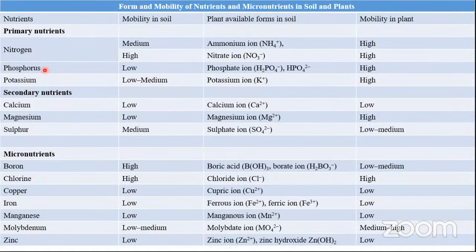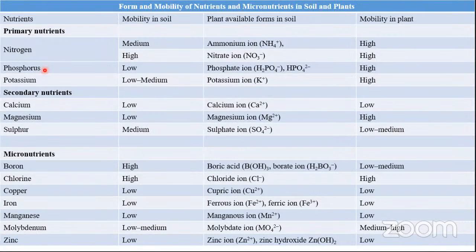Alkalic in nature will increase the availability of calcium and magnesium. So this phosphorus, what will happen? It will go and fix with calcium and magnesium, so it will form calcium phosphates and magnesium phosphates. These calcium and magnesium phosphates are also insoluble, not soluble in the soil solution. So what will happen? Availability of phosphorus is very less.